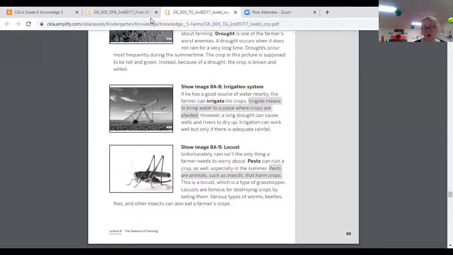Unfortunately, rain is not the only thing that a farmer needs to worry about. Pests are animals such as insects that can harm crops. That guy we just looked at, he is a locust, which is a type of grasshopper. Locusts are famous for destroying crops by eating them. Various types of worms, beetles, flies, and other insects can also eat farmers' crops.